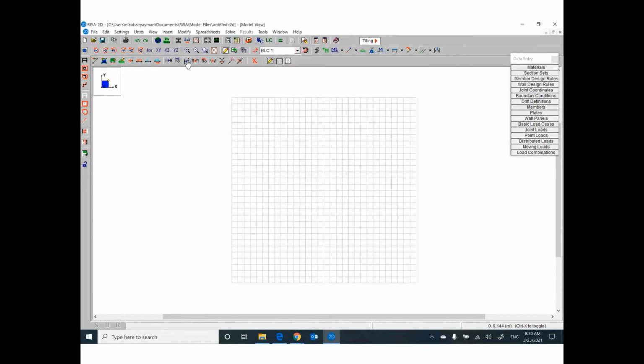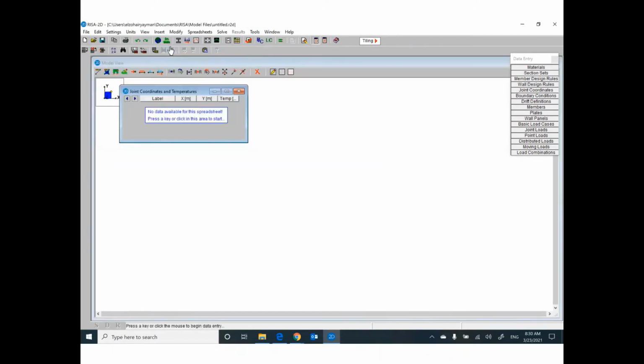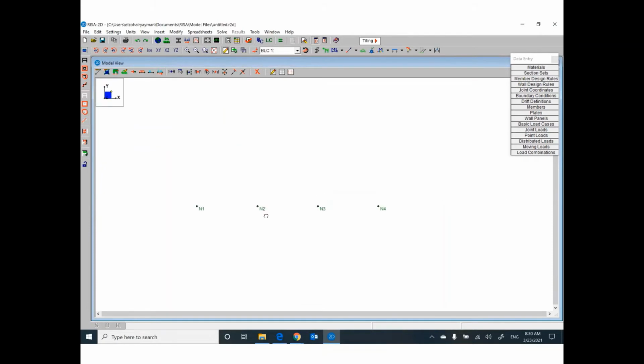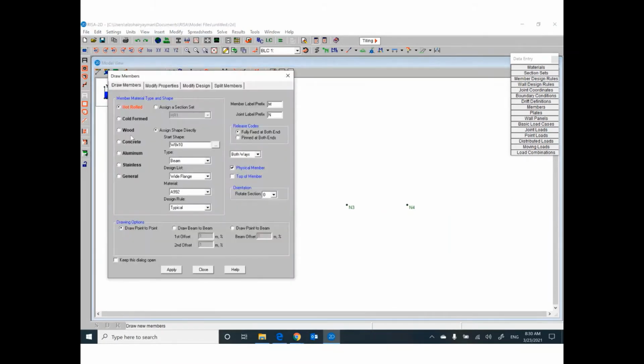Okay, go ahead and start. View, drawing grid, insert, joint, 0, 0, meter and meter. Then 3 meter, 0, 6 meter, 0, 9 meter, 0. If you make this mistake, you have to start from scratch, like I did. Here you go. Insert members, concrete. The material is concrete.